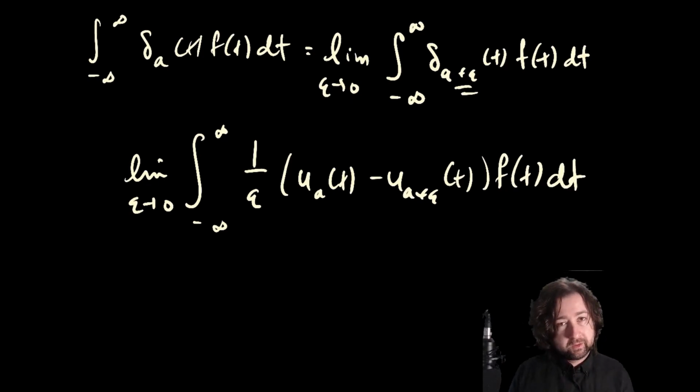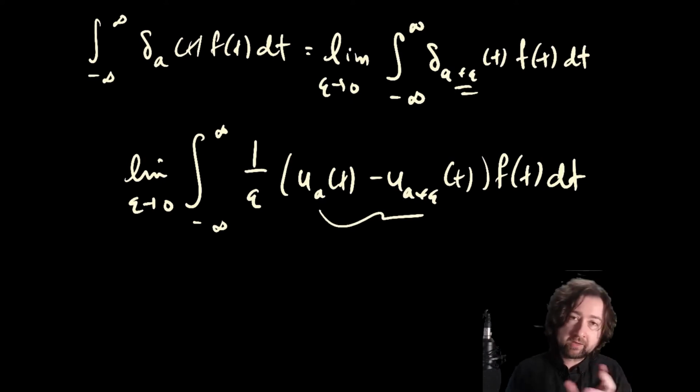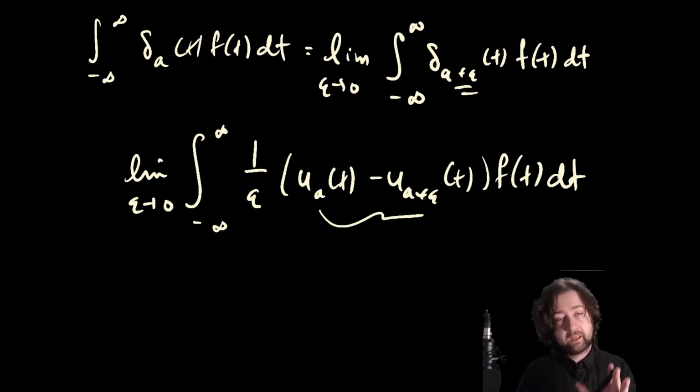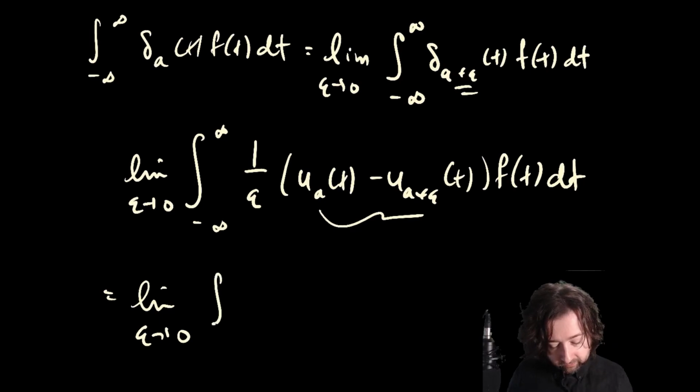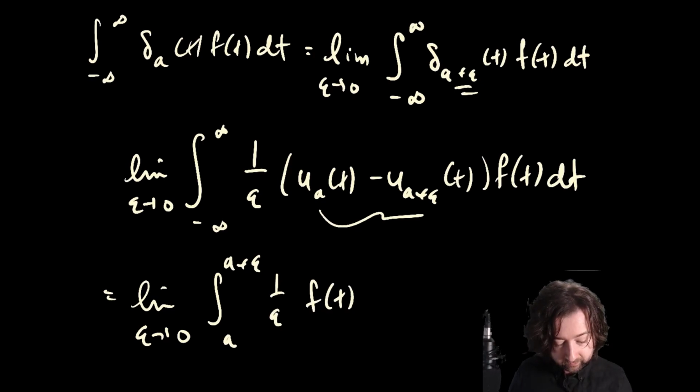But remember that this switch right here means that when we multiply that switch by f, that whole function on the inside, and now it is a function, is 0 everywhere except the numbers between a and a plus epsilon. That's what it does. It turns f on just for that little interval. So this turns out to be equal to the limit as epsilon goes to 0 of the integral from a to a plus epsilon of 1 over epsilon times f of t dt.